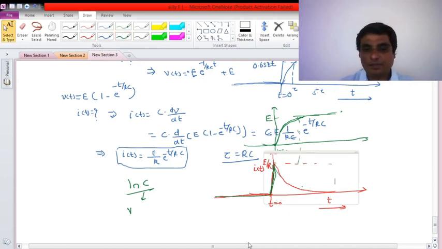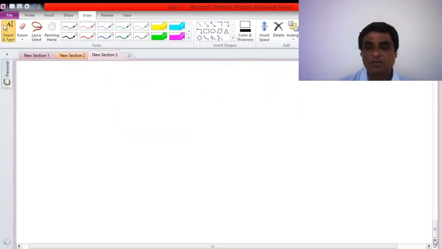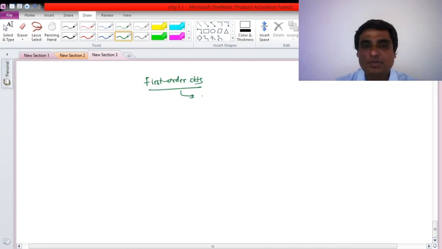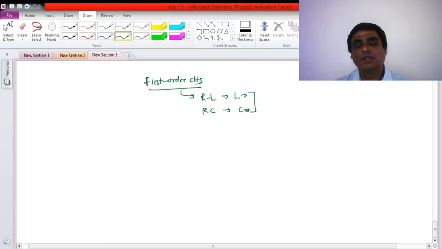Okay, so this way we can solve the circuit. What we have done in the last two classes is we have taken the first order circuits. Why were they first order circuits? Because there was only one energy storage element, that is series RL and series RC. In series RL how many energy storage elements? There was one, and in RC also there was one storage element. So the number of energy storage elements decides the order of the circuit.